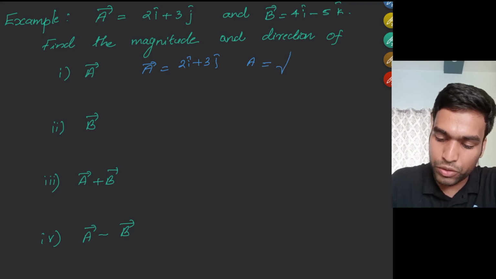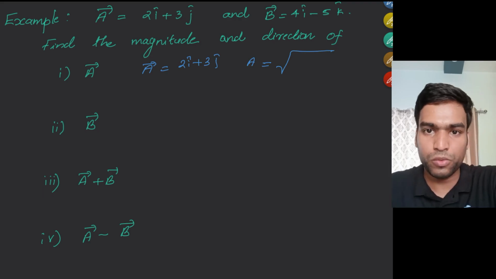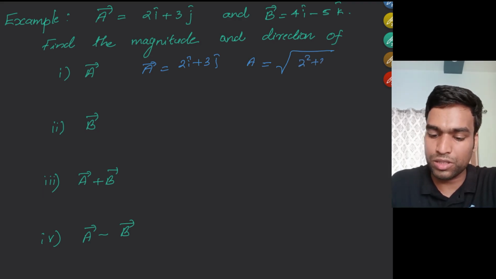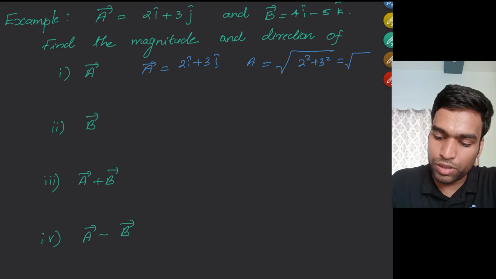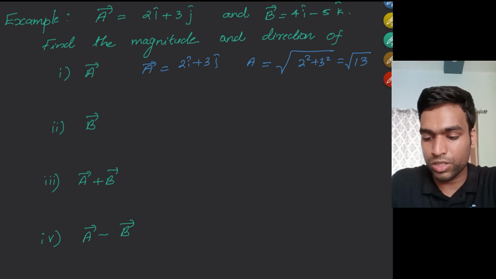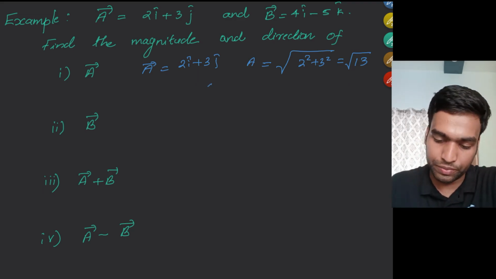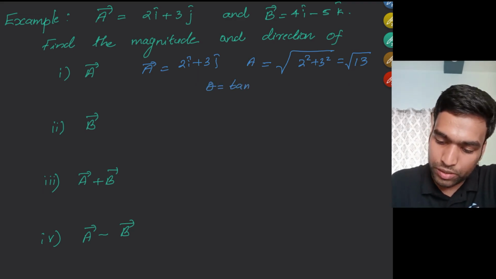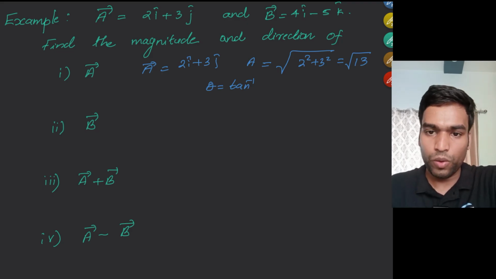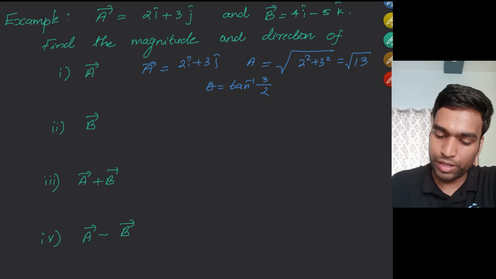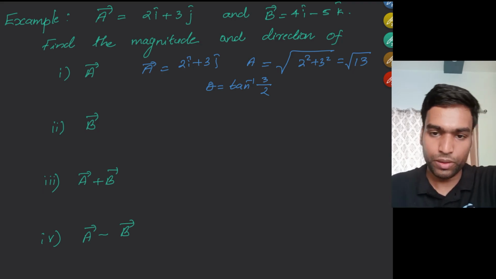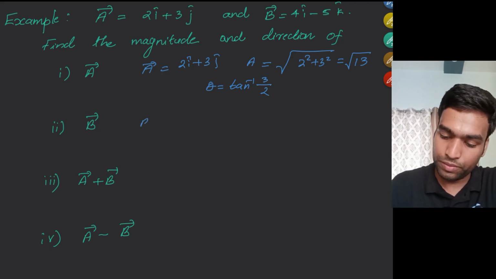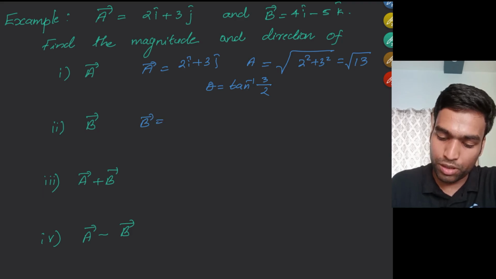Okay. So a equals 2i plus 3j cap. Therefore, magnitude a equals square root of x component square plus y component square. So 2 square plus 3 square, which will be square root of 4 plus 9, square root of 13, right? And direction will be theta equals tan inverse of the y component divided by the x component. That means 3 divided by 2.